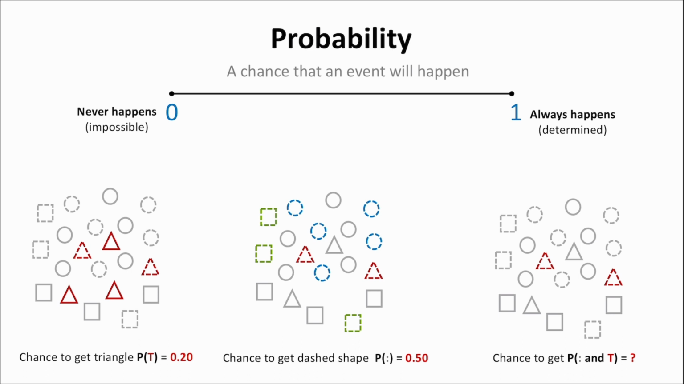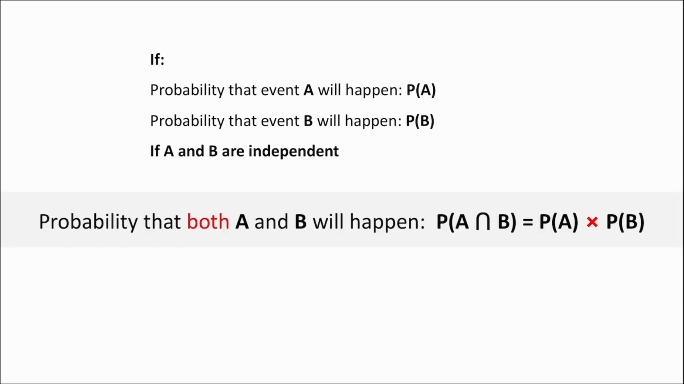But you can compute it by simply multiplying these two probabilities. So to get a dashed triangle, it's simply a multiplication of the chance to get a triangle and the chance to get a dashed line figure. So that leads us to the next important generalization. Again, if we have 2 events, if they are independent, the chance that both events will happen is a multiplication of probabilities for every event.